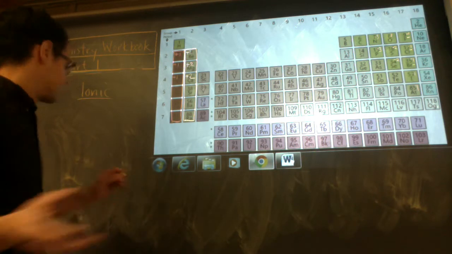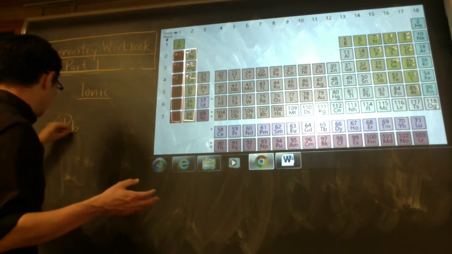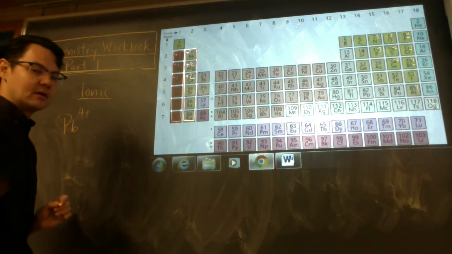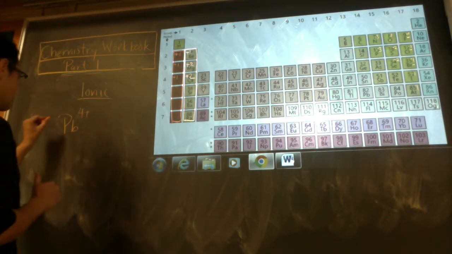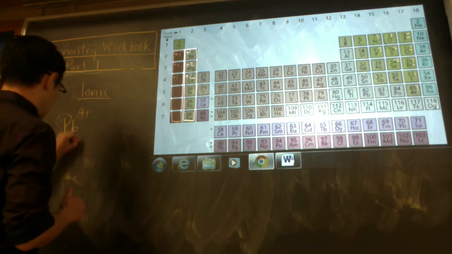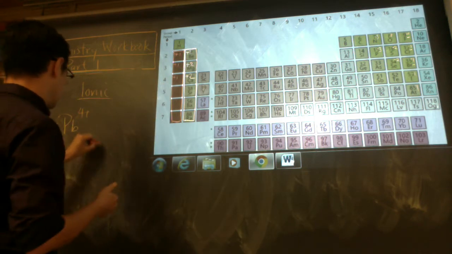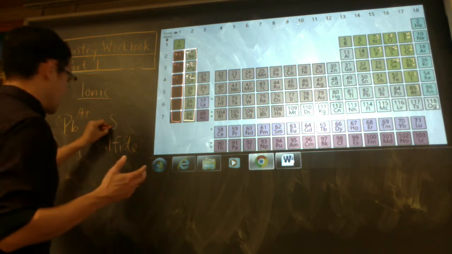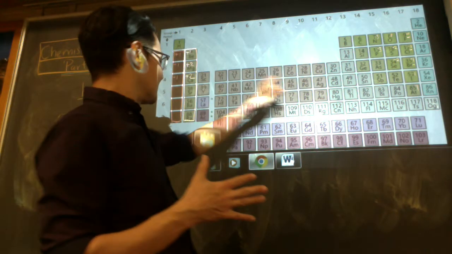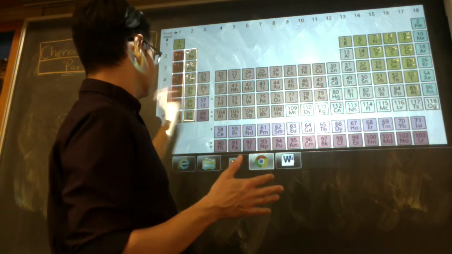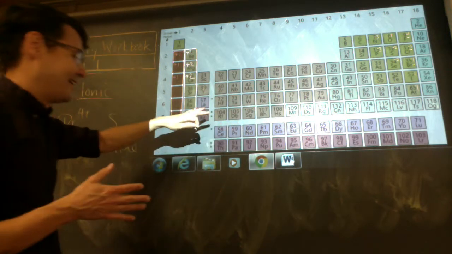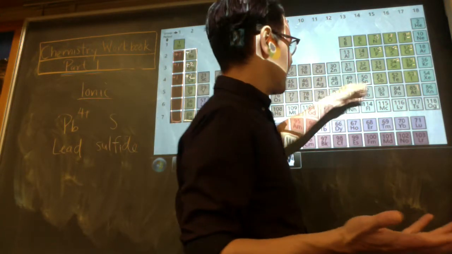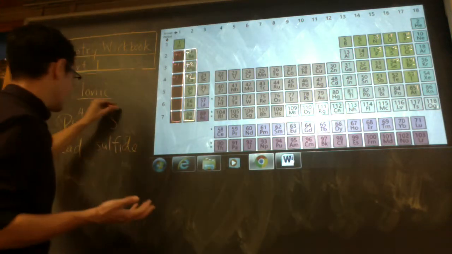I'm going to throw us ahead just for a second here. Pb, which is lead, can sometimes be 4 plus. We'll go into later what it can also be, but don't worry about that. So lead sulfide. Lead sulfide, there's your S. So here's lead. There it is, 82. Okay, so there's your lead. In this case, it's 4 plus, and sulfur is 2 minus.